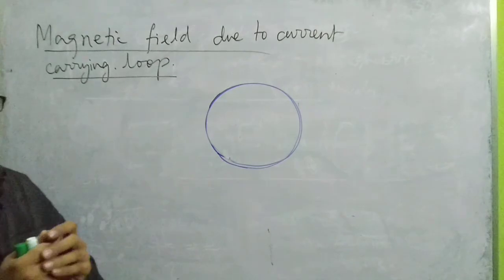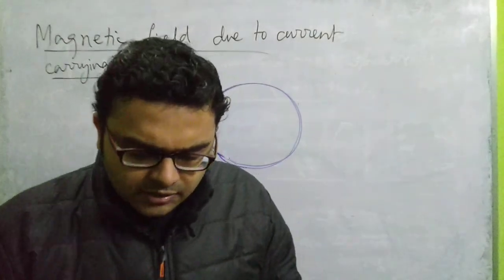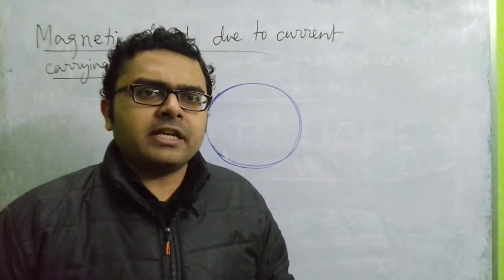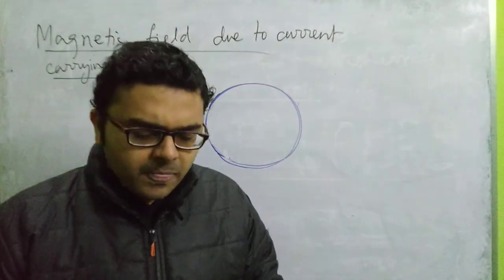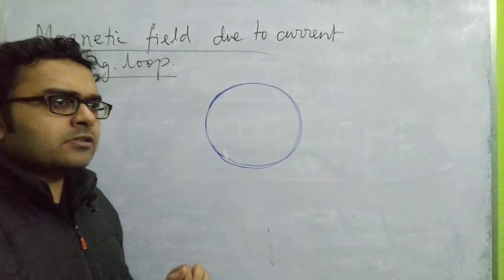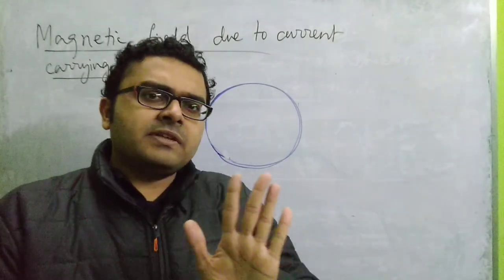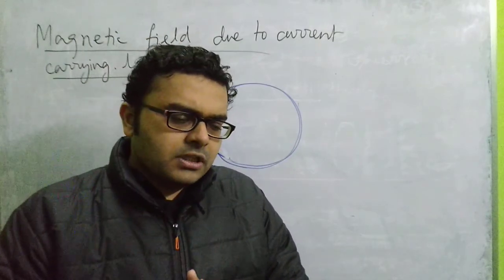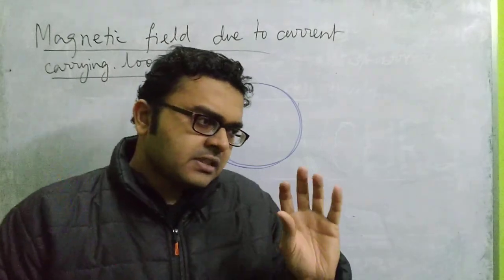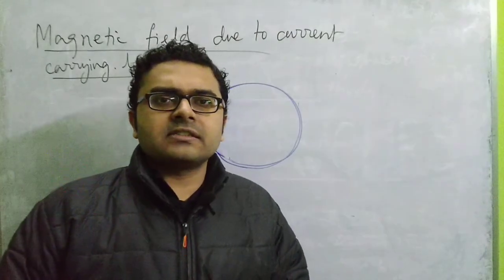Now, how to determine which face of the loop behaves as a north pole and which face behaves as a south pole? We are sure that it will generate some magnetic field, and we have also found out experimentally that it generates a magnetic field. Now to determine the direction, it is not always possible for us to take a magnetic compass and determine which face behaves as the north pole and which face behaves as the south pole. So in order to simplify our process, we have figured out a way through which we can determine which face acts as the north pole and which face acts as the south pole.